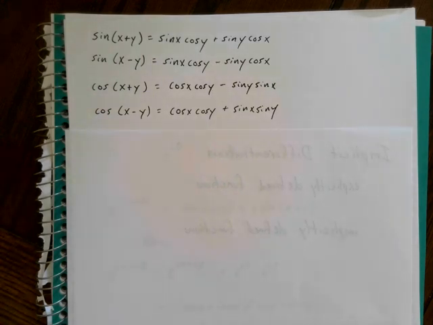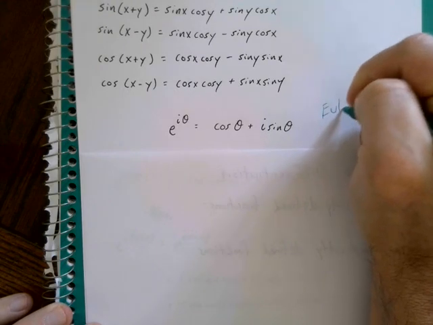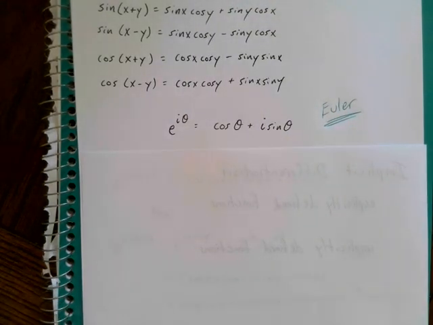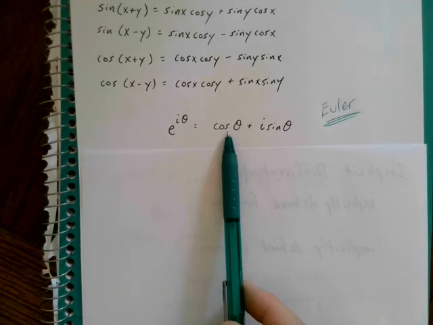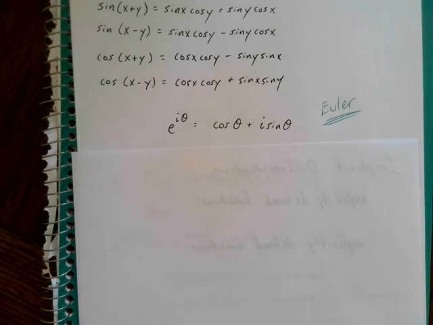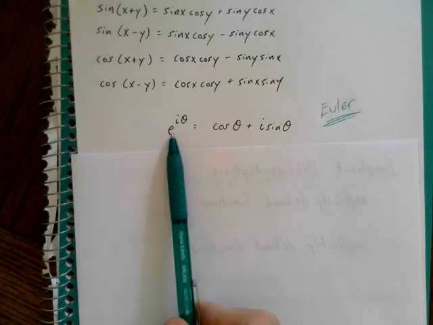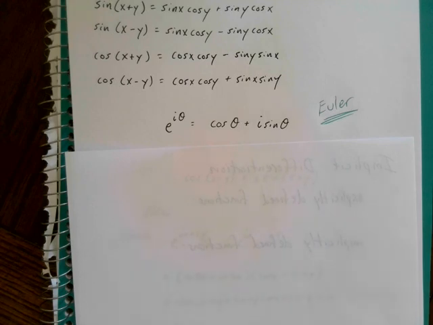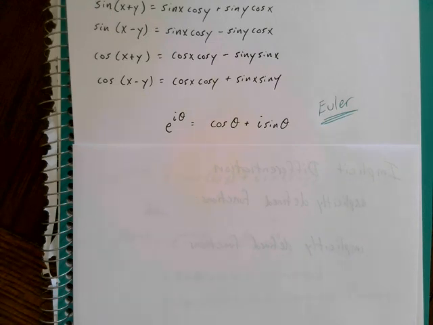A relatively easy way to derive these things is using this identity right here called Euler's identity. Right, Euler figured this out, that e to the i theta is cosine theta plus i sine theta. He figured this out by looking at the Taylor series for these three functions: the Taylor series for e to the x, cosine x, and sine x. A little bit of mathematical manipulation, and you get this identity right here. We can check this out later on this summer when we do Taylor polynomials.